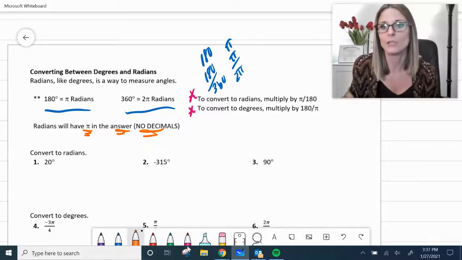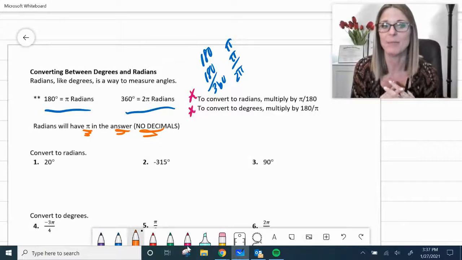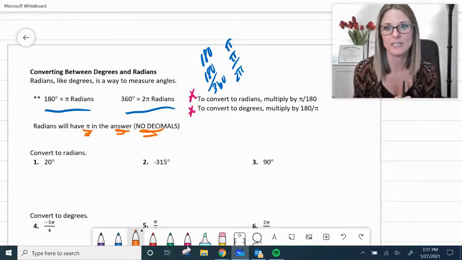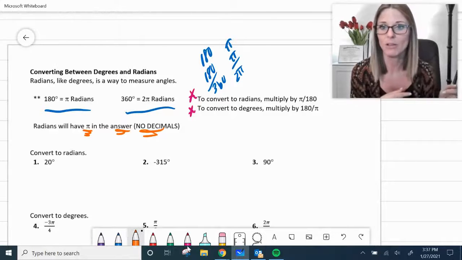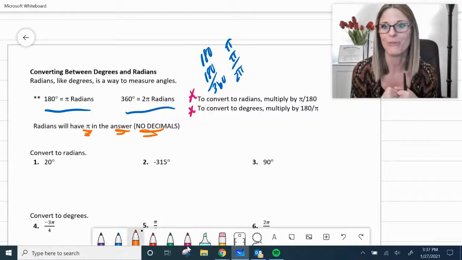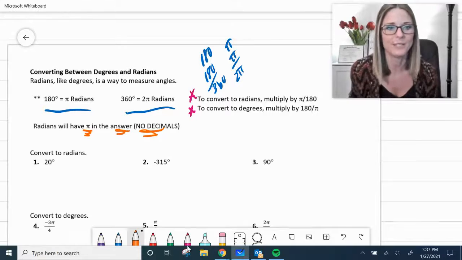So pi is 3.1415927 something. I used to try to memorize more and more digits, but it's an irrational number. It's a decimal that never ends, never repeats. So if you start trying to give me a decimal form, you have cut off that decimal's tail and rounded it off, and it's no longer equivalent. So all of your answers are going to have pi in them. Capiche? Let's look at it.